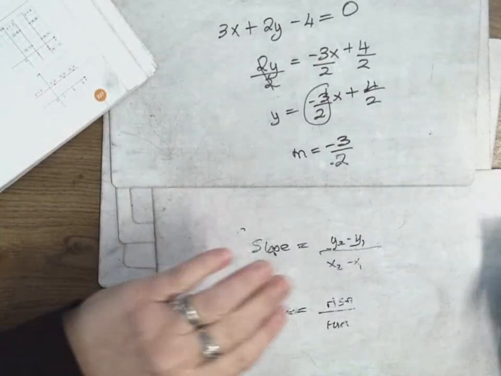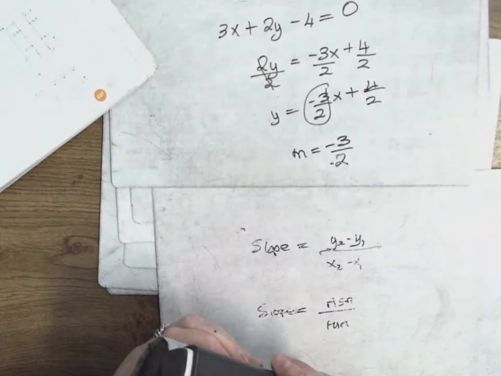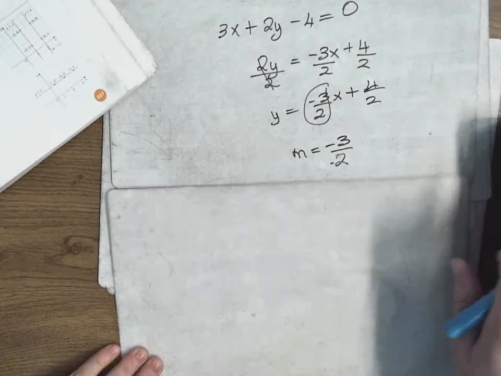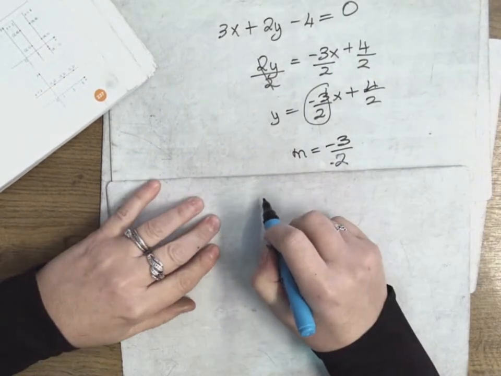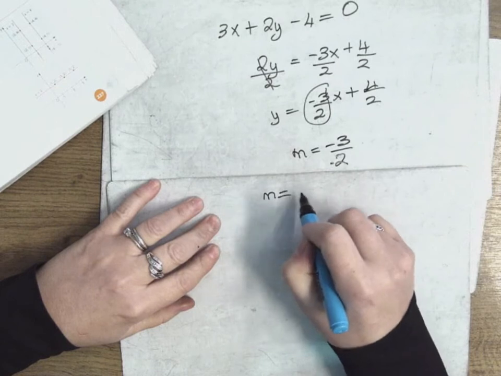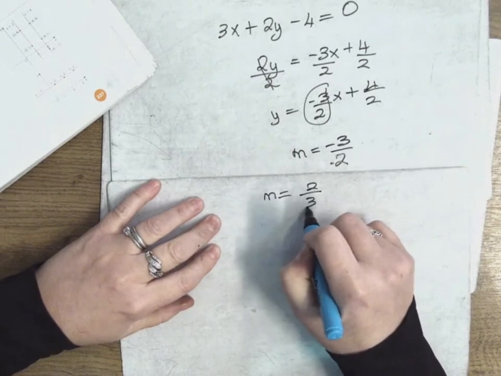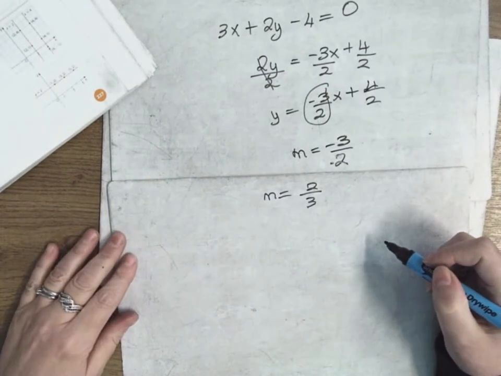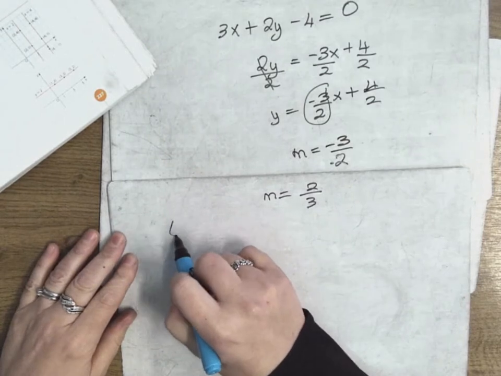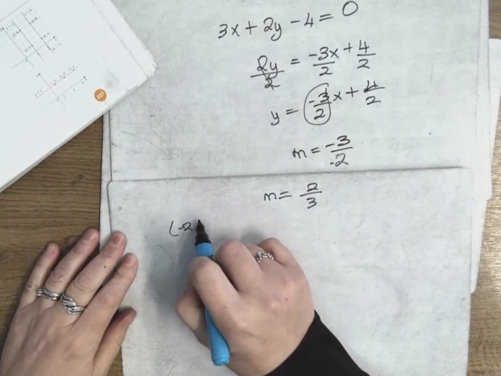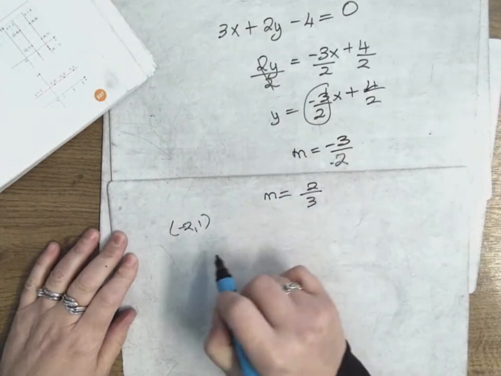But they don't ask me about that line. They ask me about a perpendicular line. So what's the slope of a perpendicular line, please? Yeah, plus 2 over 3. Turn it upside down and change the sign. 2 over 3. Is that right? Okay. And then they told me it went through the point minus 2, 1, and it's perpendicular to that line. So that's got its slope.